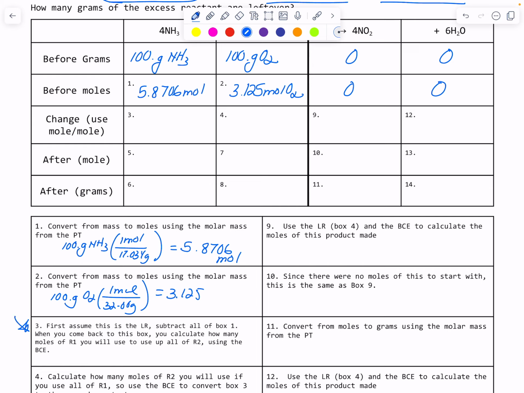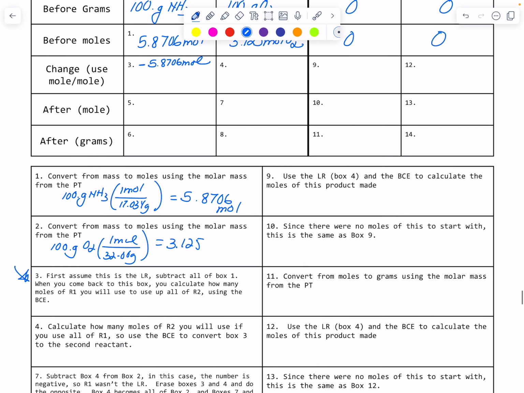Now, remember when we do the change, we assume that the first reactant is the limiting reactant, which means that it would all be used up. So if this went down by 5.8706 moles, then that would be all used up and we would have none left over. But let's see if we can do that. To find box number 4, which is how many moles of oxygen I would use, I use the balanced chemical equation to convert box 3 to the second reactant. So if I were to use up the 5.8706 moles of ammonia, how many moles of oxygen would I need?